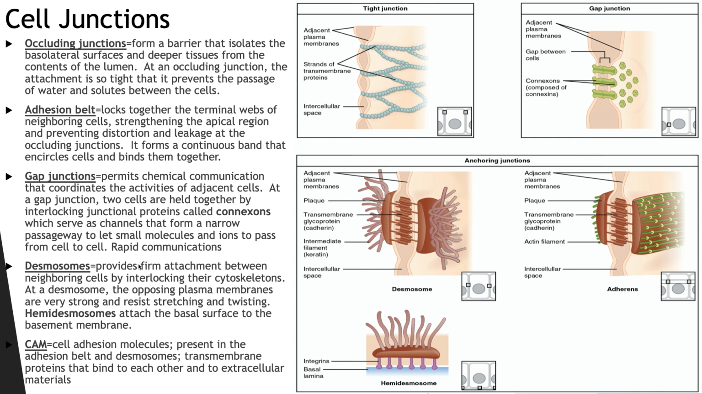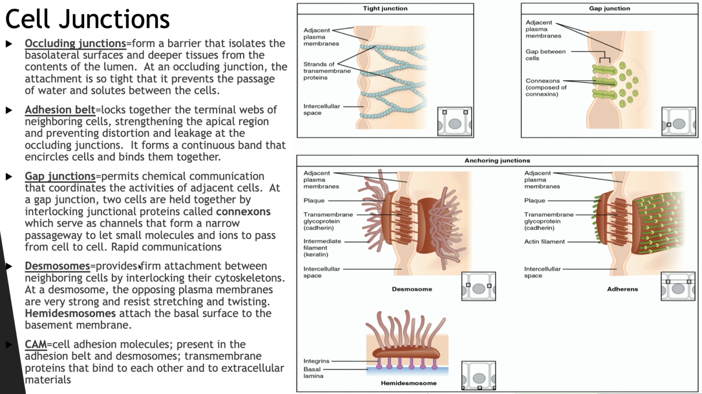Two of the rather more important ones are the gap junctions and the desmosomes. Gap junctions allow chemical communication that helps to coordinate activities with the adjacent cells. It pretty much acts as a messenger system in between these. You have desmosomes, which provide a firm attachment between the neighboring cells by connecting and interlocking cytoskeletons.